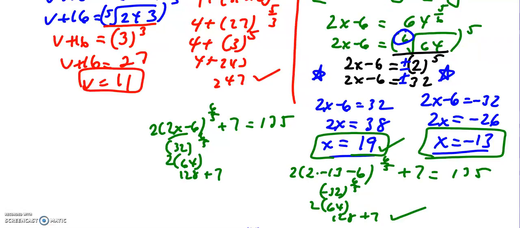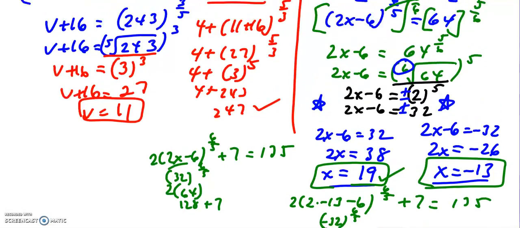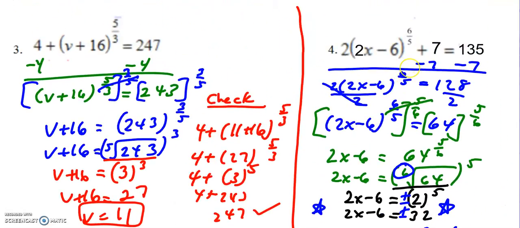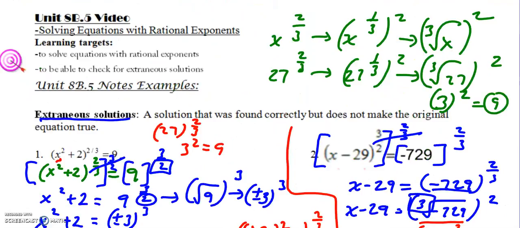So again, please just be careful on examples like number 4, when you're taking a sixth root, or an example like number 1, when we were taking a square root. Don't forget your plus or minus.